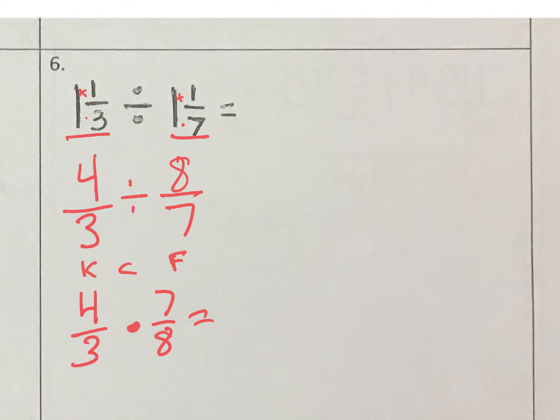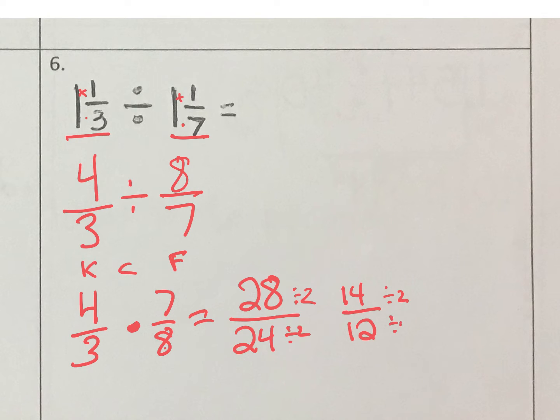And I multiply across. 4 times 7 is 28. 3 times 8 is 24. I'm going to simplify this. I see that they're both even. Half of 28 would be 14. Half of 24 would be 12. Oh, they're still both even. Cut them in half again. So that would be 7 and 6.